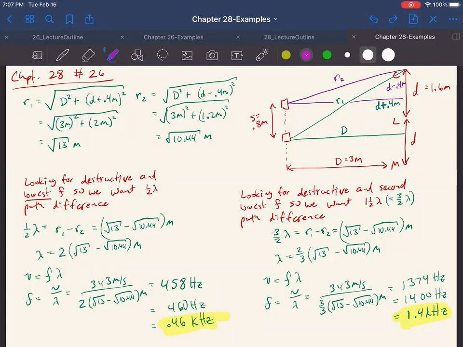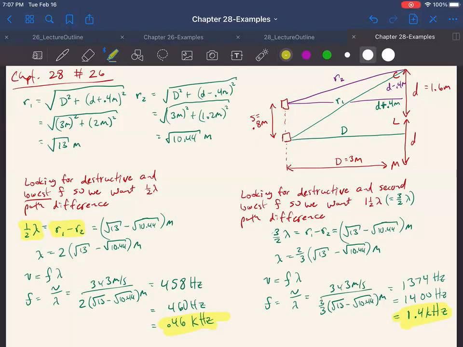Now here, again, we were looking for destructive interference because we were looking for where it was lowest, or where it was softest, quietest. And so we were also looking for the lowest frequency that would do this. So the lowest frequency that's going to do this is going to have a path length difference of 1/2 lambda. So what that means is that the difference between our two distances, R1 and R2, so the distance that Curly is from each speaker, has to equal 1/2 of the wavelength.